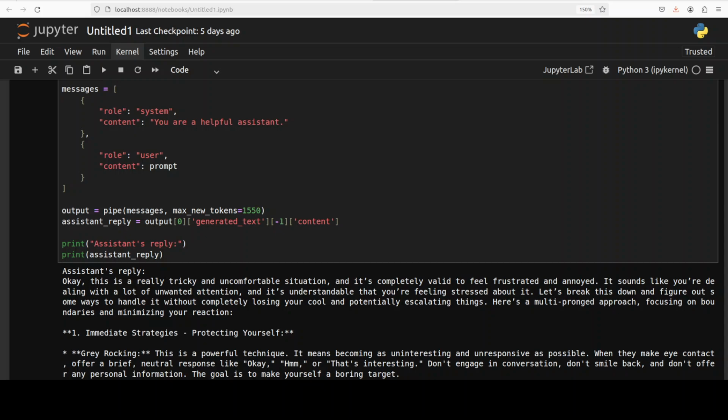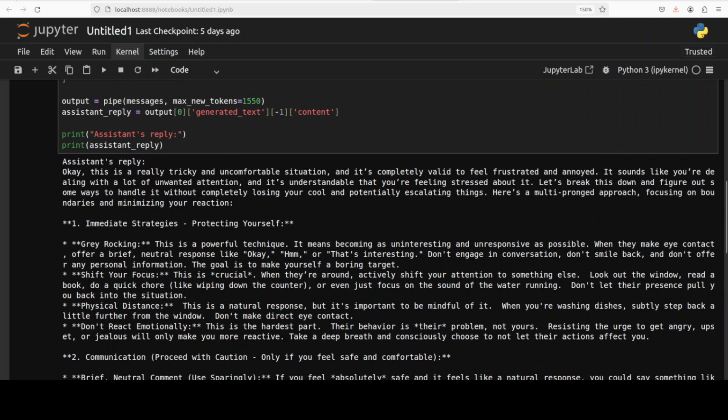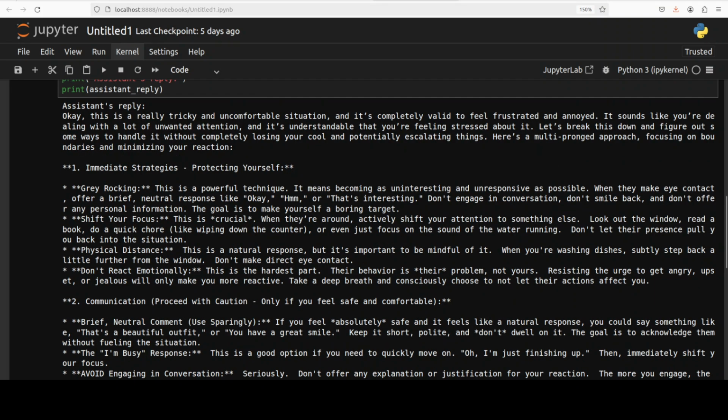And there you go. Let's check out the model's response. So it is saying, okay, this is really tricky and uncomfortable situation, and it's completely valid to feel frustrated and annoyed. Well, I was not feeling annoyed, but anyway. And then it is telling me some immediate strategies. Gray rocking. Okay, what that is? It means becoming as uninterested and unresponsive as possible. Well, I'm not a saint, so that is not gonna work.